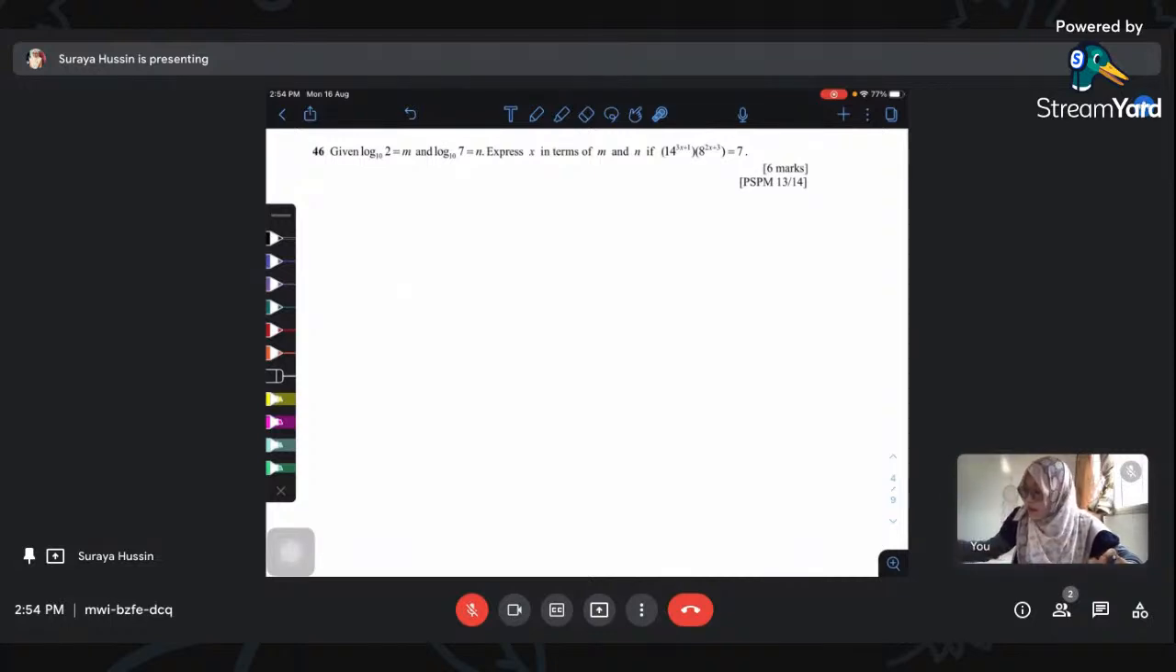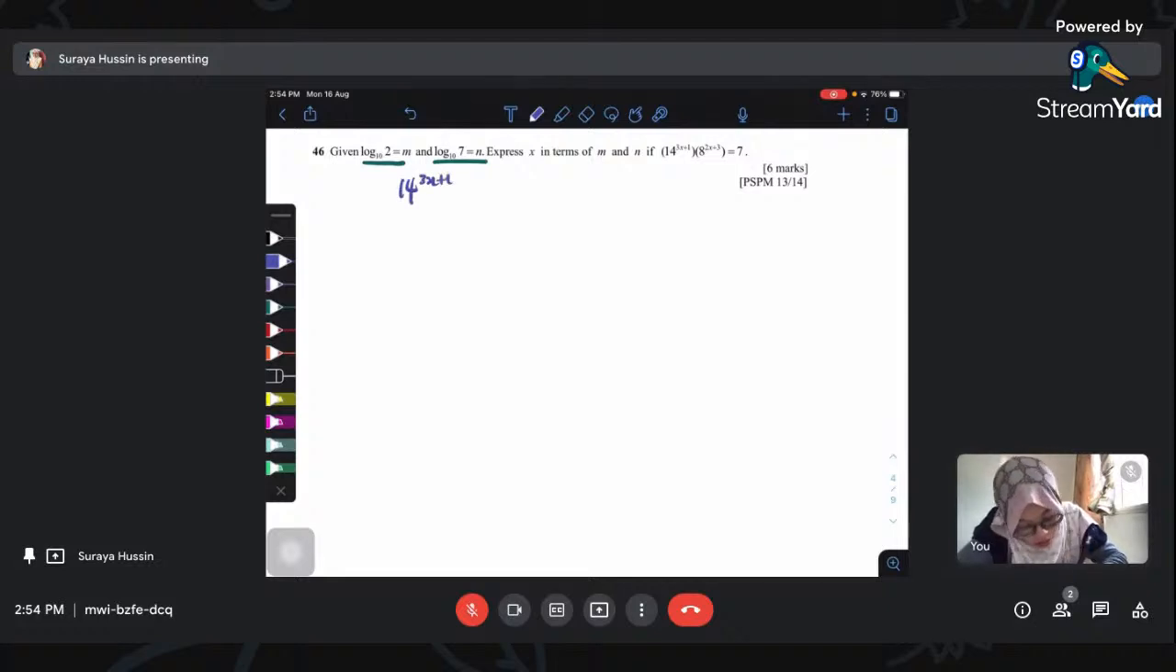So kita banyak buat past year paper tau. Past year dan UPS. It's very good that you have tried it. If you have done it, it's very, very good. Let's go to 46. So this is given to you. Log base 10 2 is equals to m. Another one is log base 10 7 is equals to n.